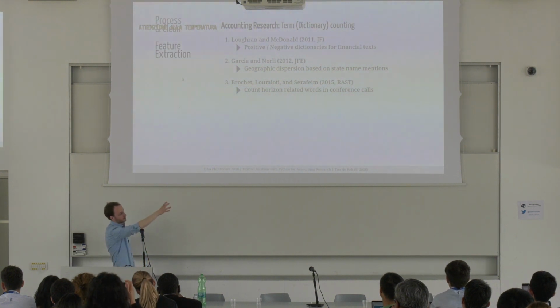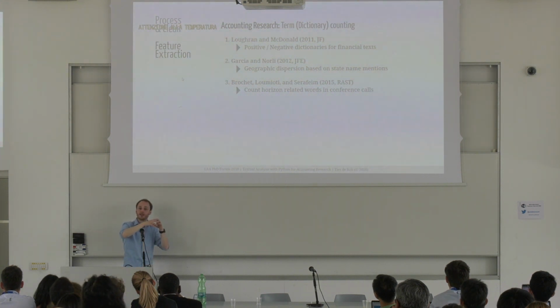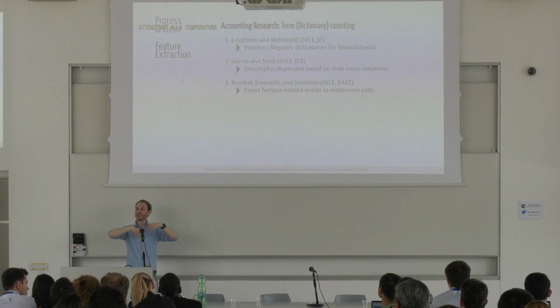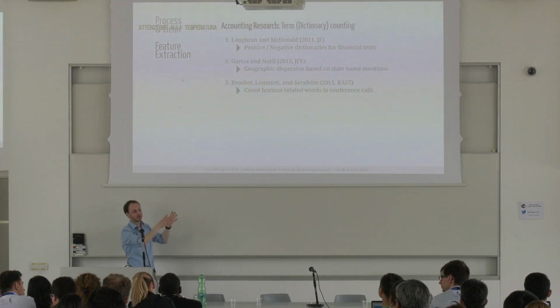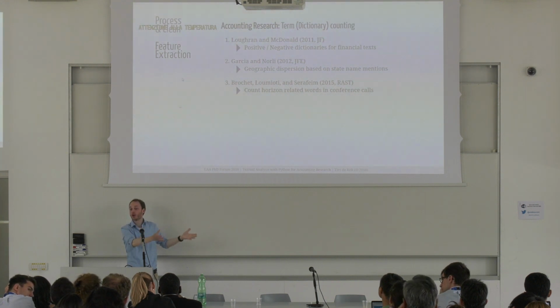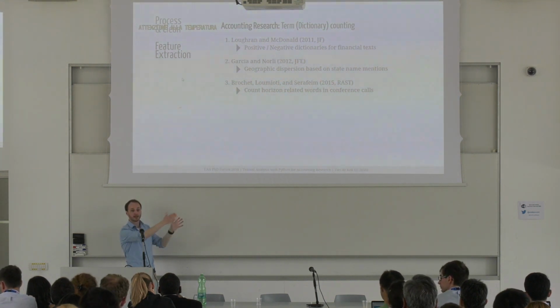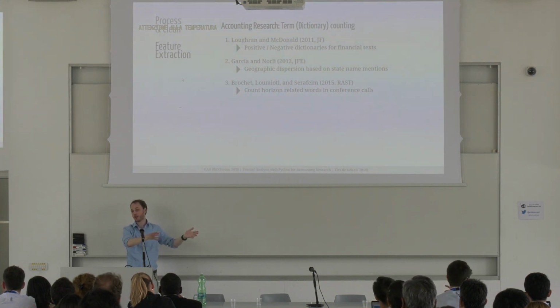And then the other one, or one of the other ones, is the Brochet, Loumioti, and Serafeim paper. And what they do is they create a word list for short-term oriented words, a list for long-term oriented words, and then they apply that to conference calls to get a sense of like the horizon of these managers when they are having a conversation in the conference call. Okay, but it's the same technique. They just create a list for long-term words, a list for short-term words, and then they count these words and they create a measure based on top of that.